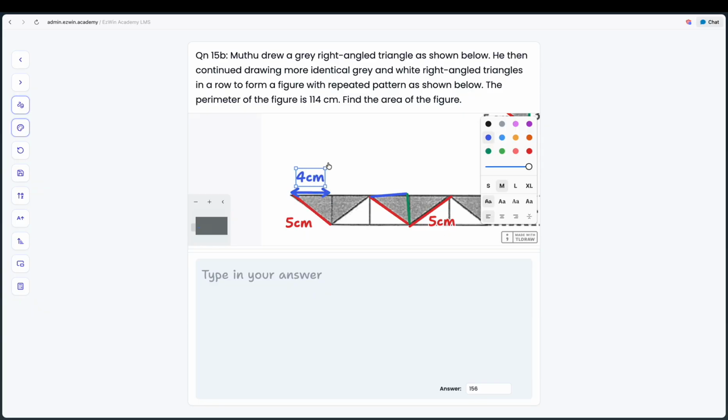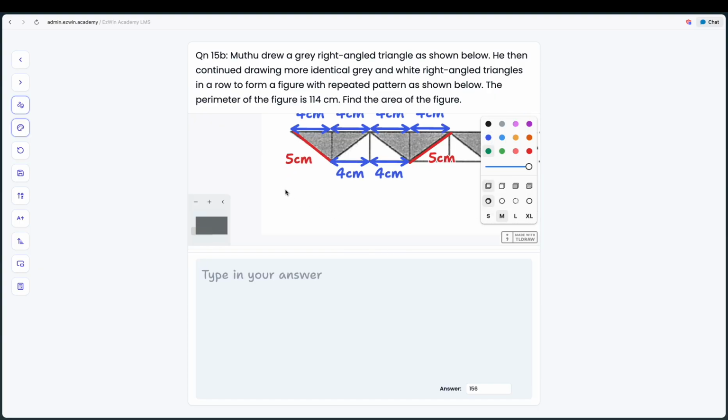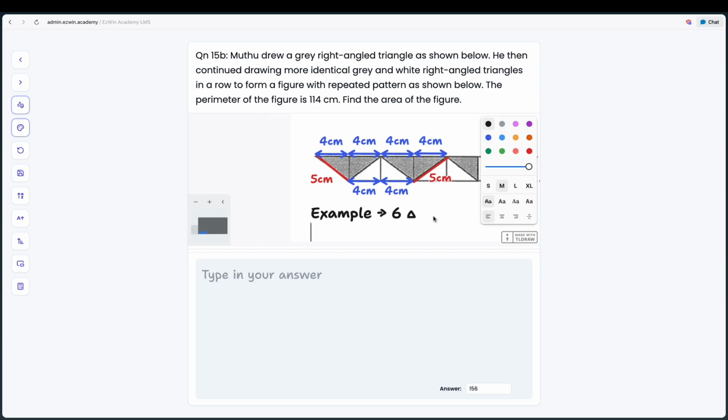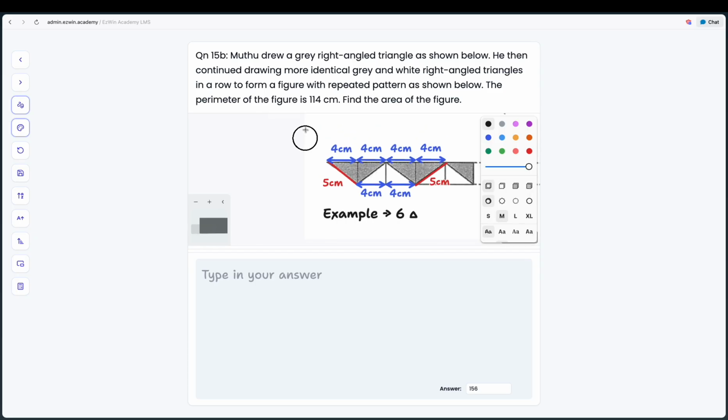And then in this case over here, we also have 4 centimeters, and another 4 centimeters, and from here, we also have 4 centimeters. So with this small version, how many triangles are there? In this example, we have a total of 6 triangles. So I'm just going to put a rectangle like this. For example, we have 6 triangles.